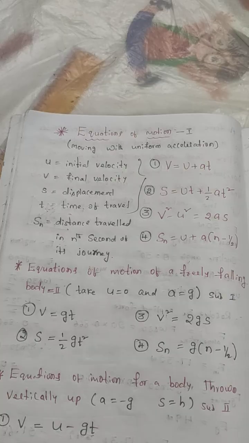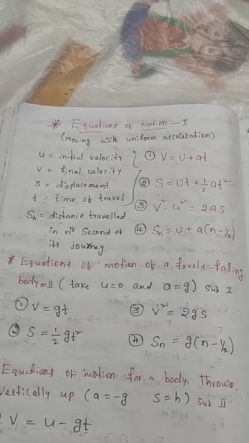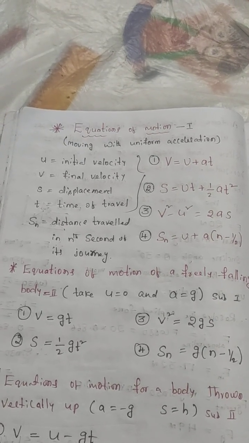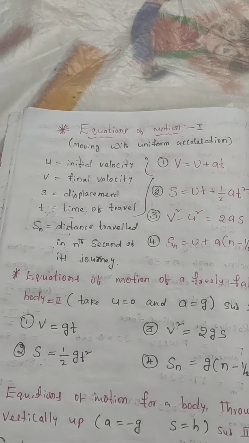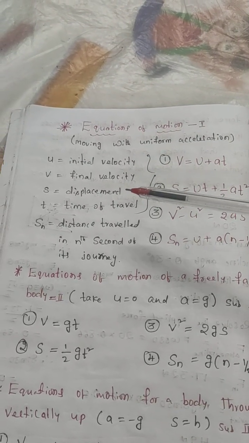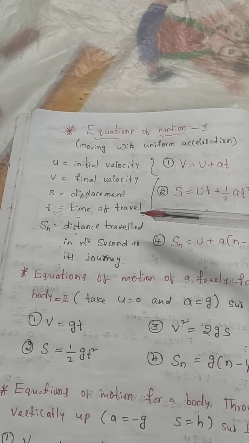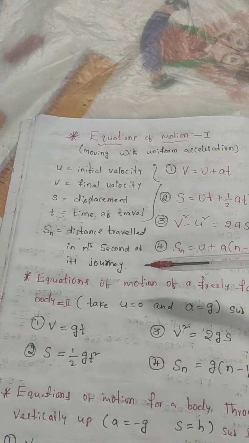We will discuss equations of motion. Whenever a body is moving with uniform acceleration, at that time we use these equations. First of all, u means initial velocity, v means final velocity, s is displacement, t is time of travel, Sn is distance travelled in the nth second of its journey.